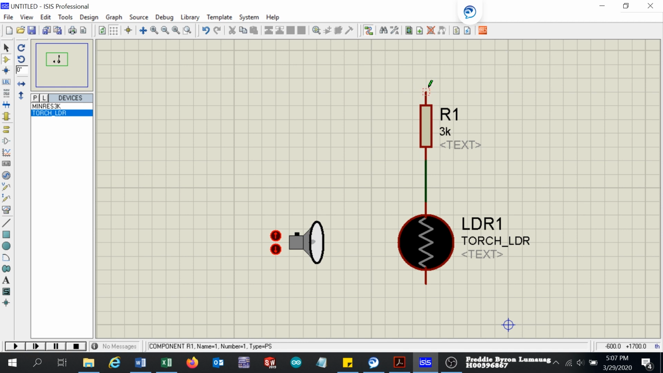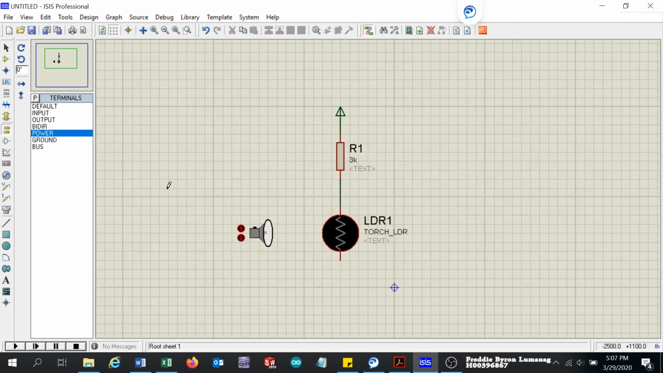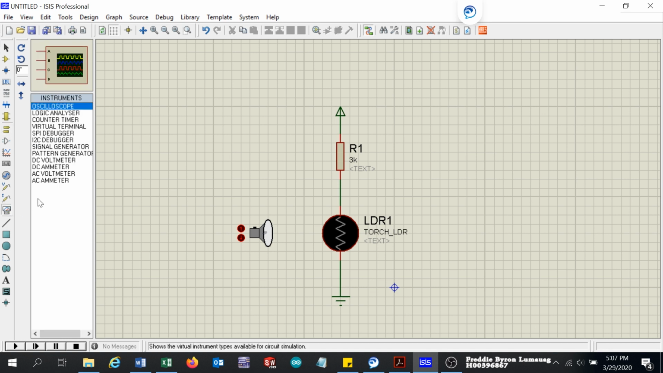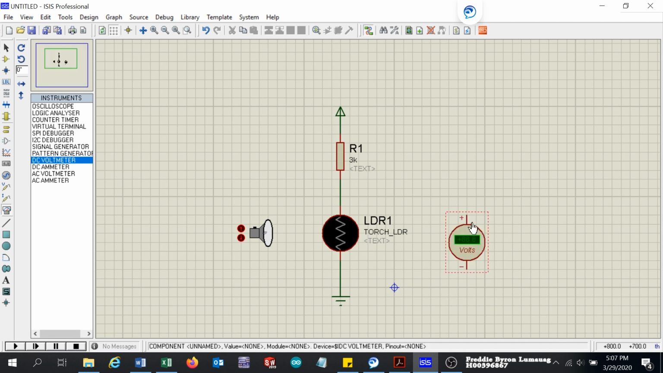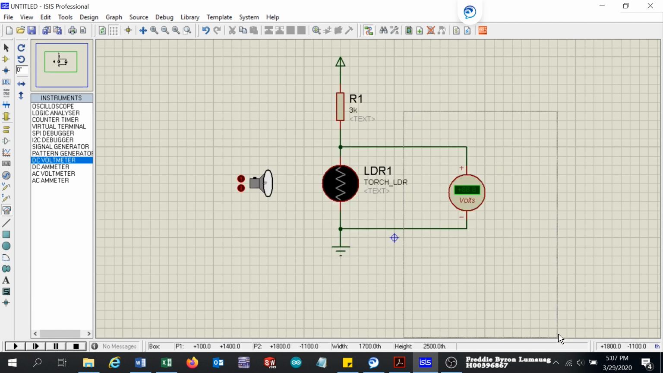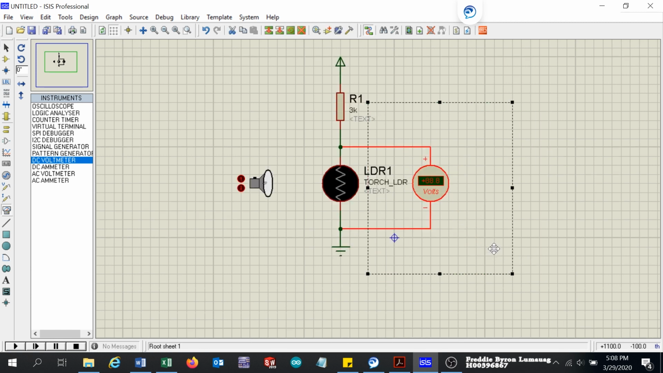Now at this point I will put a 5-volt supply there. This 5 volts is the power symbol, and on the bottom we will connect it to the ground. Then we will put a voltmeter across the LDR. Okay, connect the other side, and it will. Okay, so this is our voltmeter now.